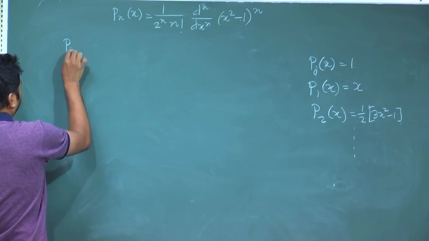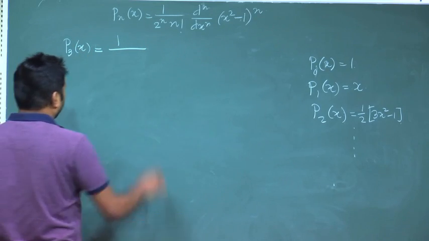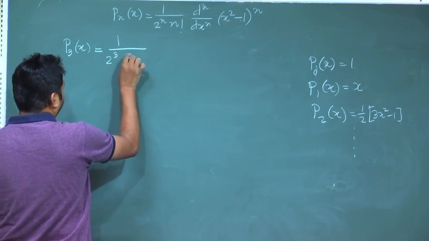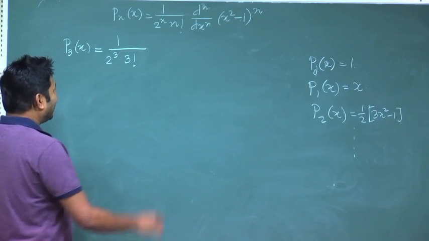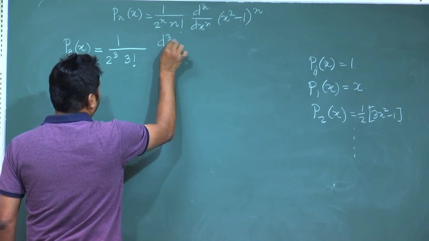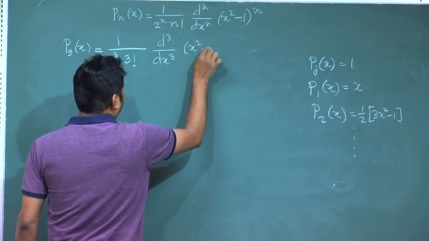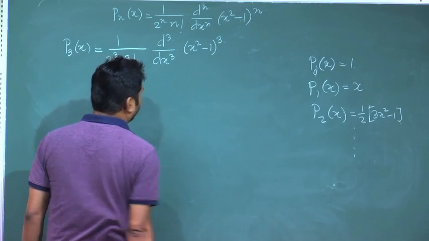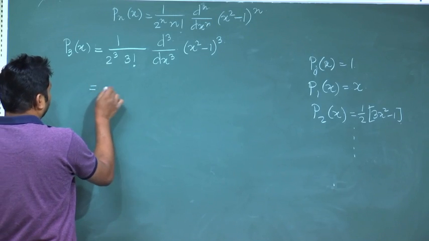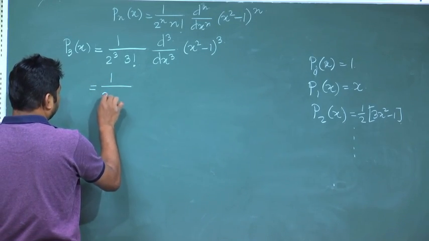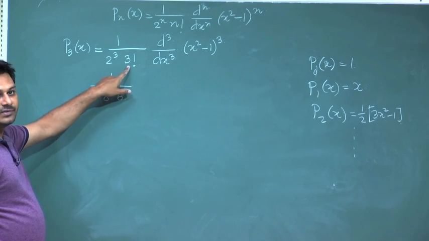So P3(x), I would like to find out. It should be 1 over 2 to the power of 3 factorial 3 as the initial term, and then d³/dx³ of (x² minus 1) whole cube. So first it is 8 into 6: 2 to the power 3 is 8, factorial 3 is 6.